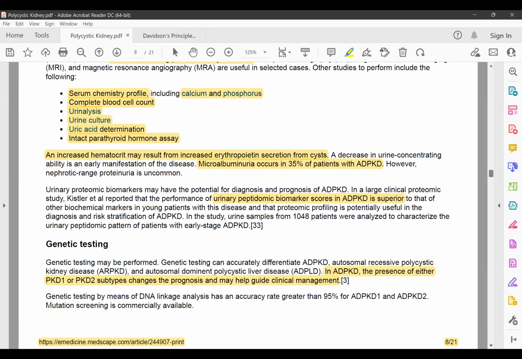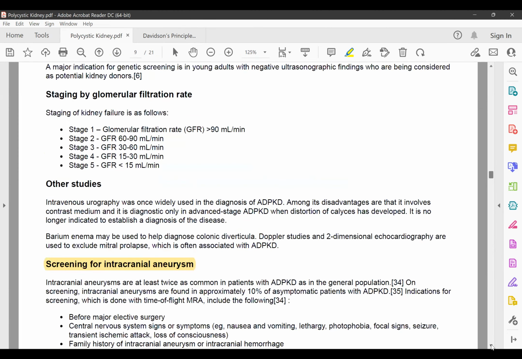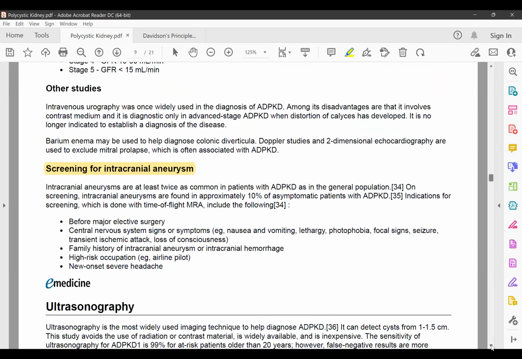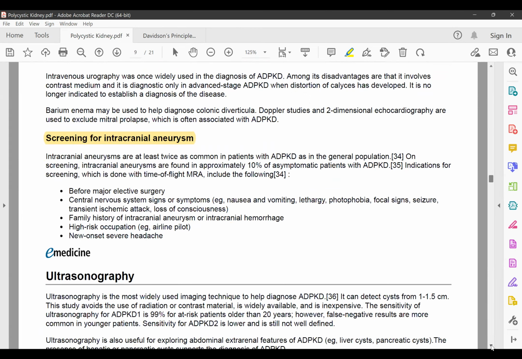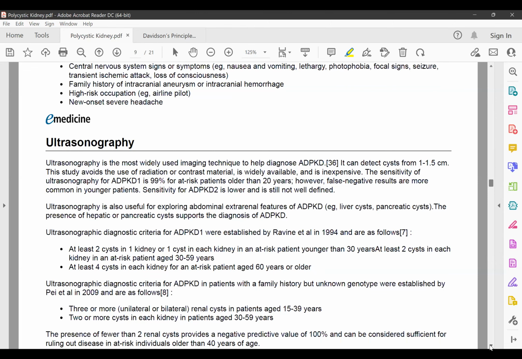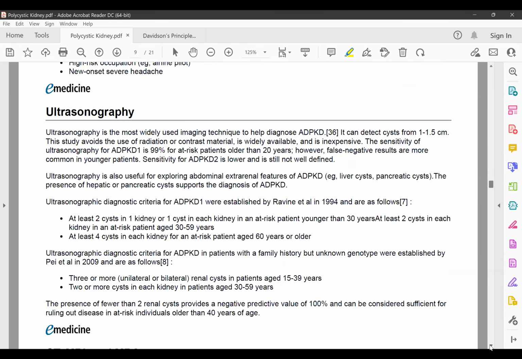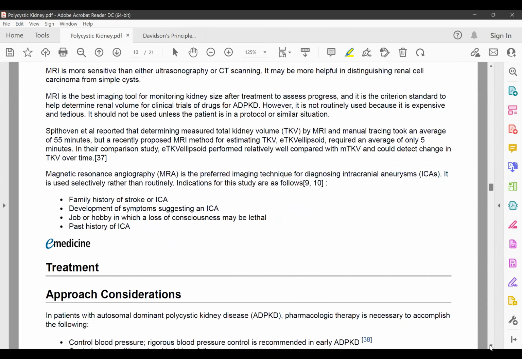Genetic testing is required to rule out whether it is ADPKD or ARPKD, and in ADPKD, whether it is PKD1 or PKD2, because the prognosis depends upon the type. If it is PKD1, it is more severe. Screening for intracranial aneurysms must be done in all patients, particularly who have family history, cerebral aneurysms, or people who have headache or who have intracranial bleed. Ultrasonography is the diagnostic test of choice, and then CT or MRI are reserved only for selected people.